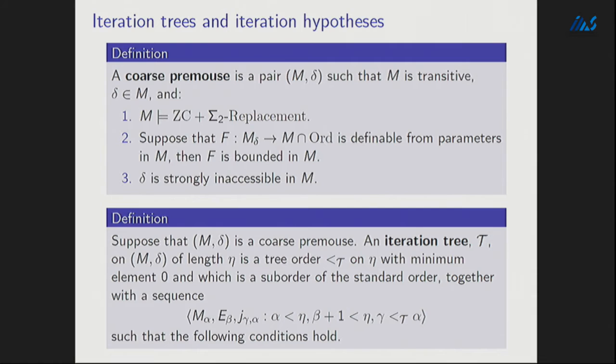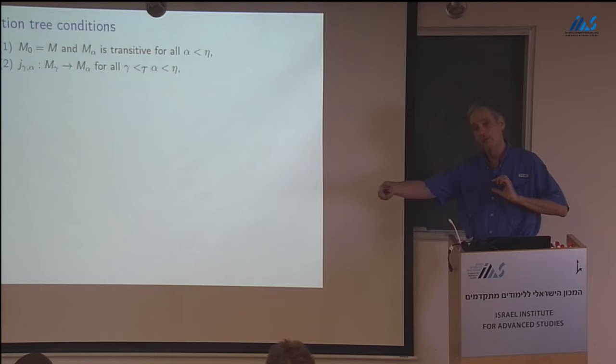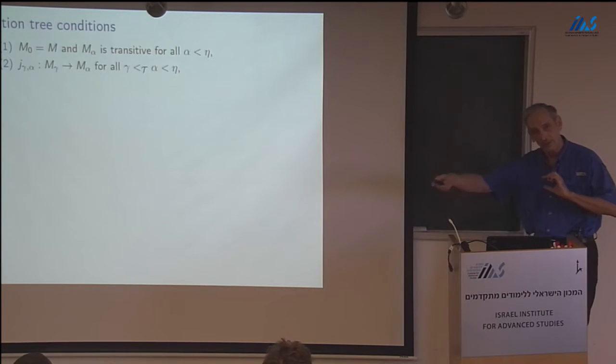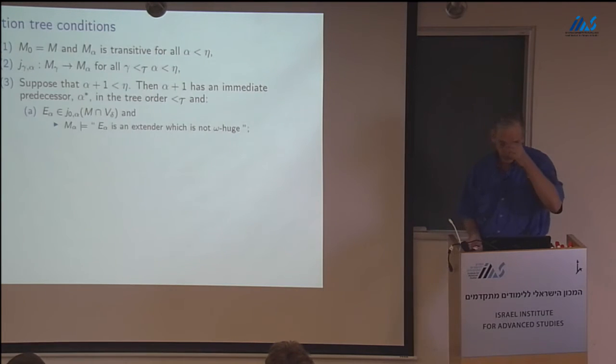The iteration tree is a sequence indexed by the ordinals less than eta of models, extenders, and embeddings. Okay, and now what I'm going to do is tell you what all these are. M0 is just the initial model, and we require that M alpha be transitive for all alpha less than eta. J gamma alpha is an elementary embedding from M gamma to M alpha. So this is an elementary sequence of models. It's a sequence of models with elementary embeddings between them. And now I have to specify how you get those.